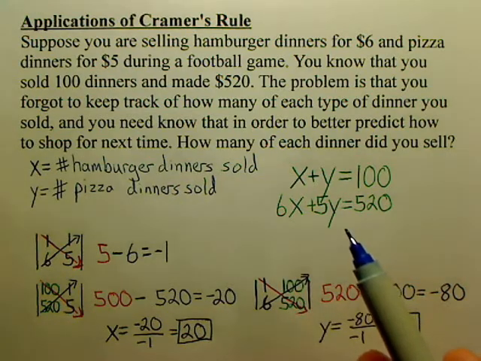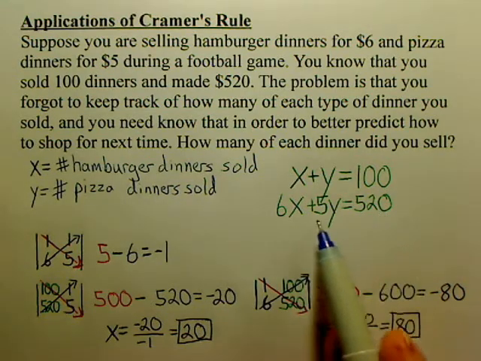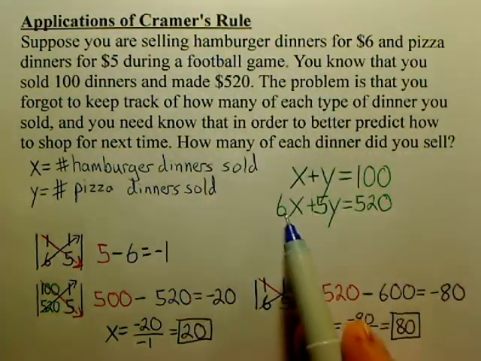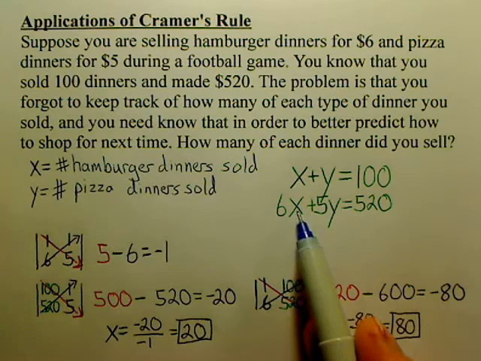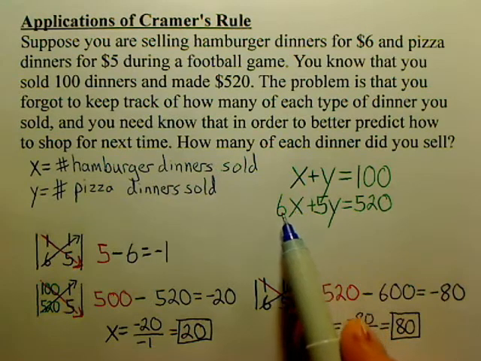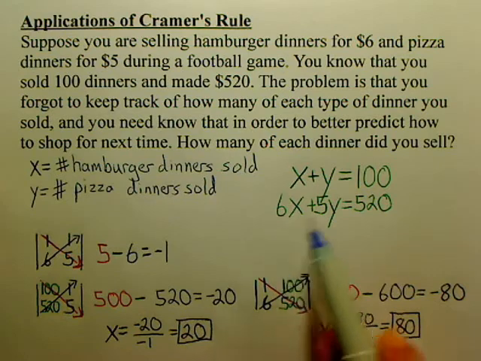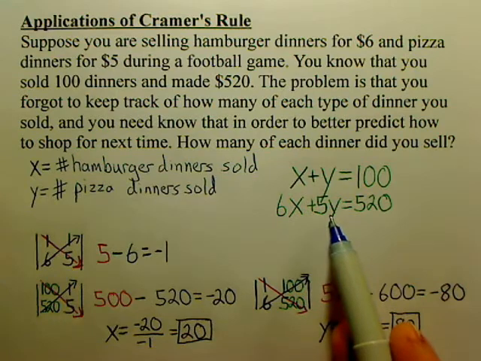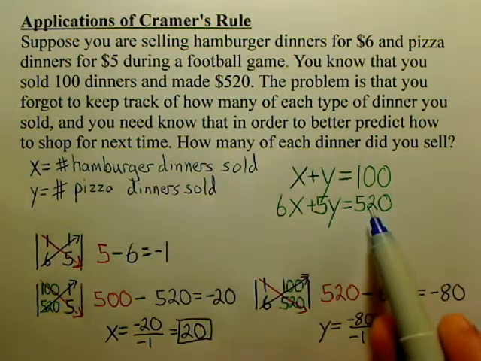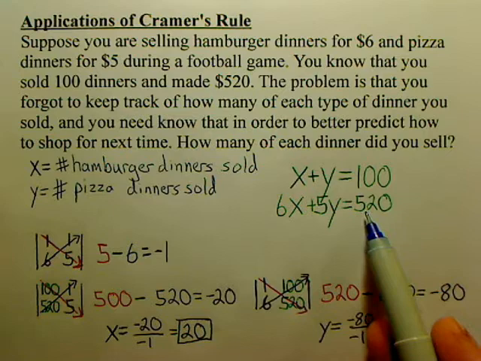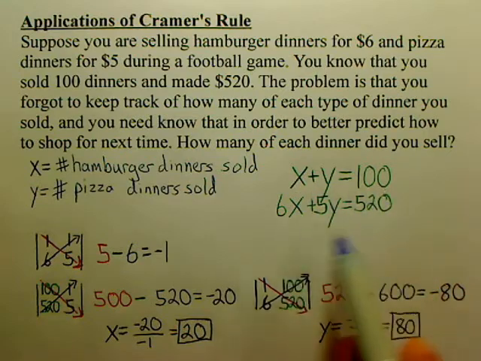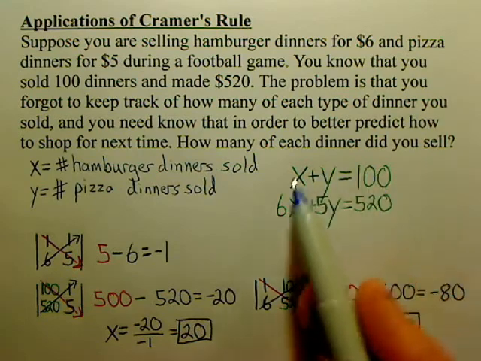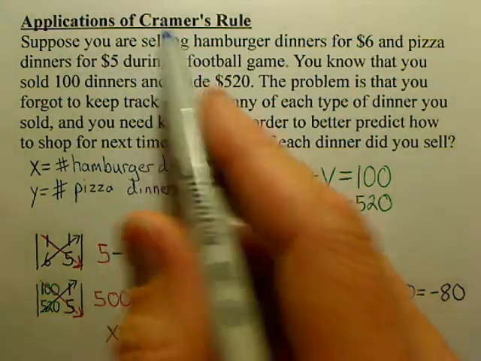The second equation, well, where do we get this green equation? What it's saying is, if it's $6 for a hamburger dinner, wouldn't it be $6 times the number of hamburger dinners sold? So if I sold 10 of these, wouldn't it be 6 times 10? And then wouldn't it be 5 times y, or $5 for each pizza dinner sold? And then wouldn't that add up to the $520 that they made that evening? So these would be your two equations. With a system of equations, you're making two equations with two variables. And this system we could solve with Cramer's rule.